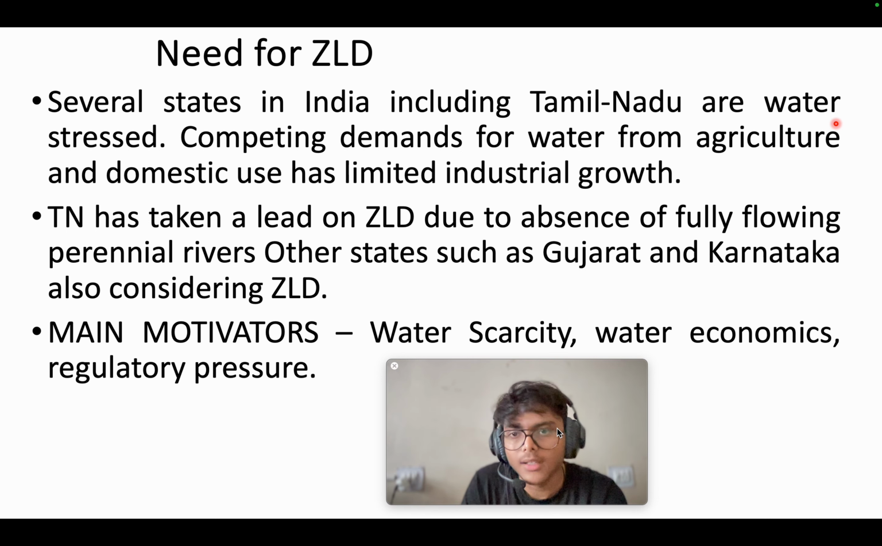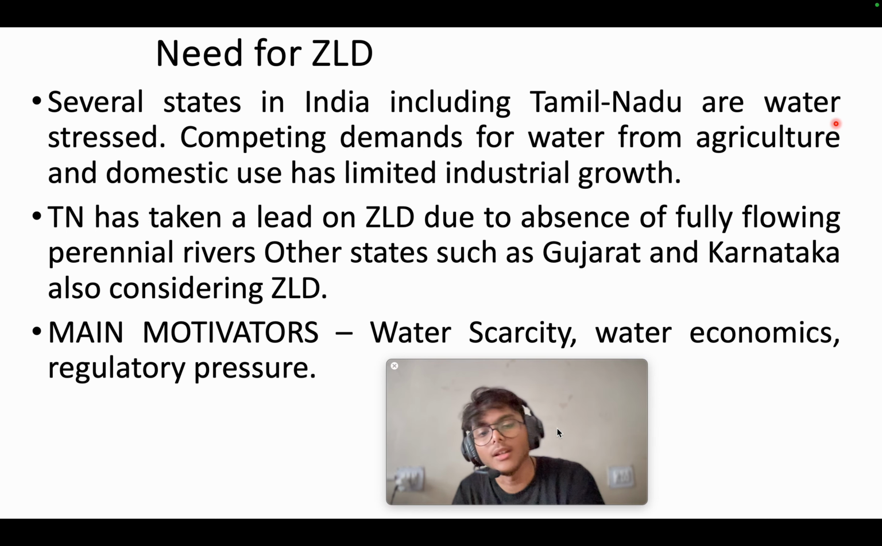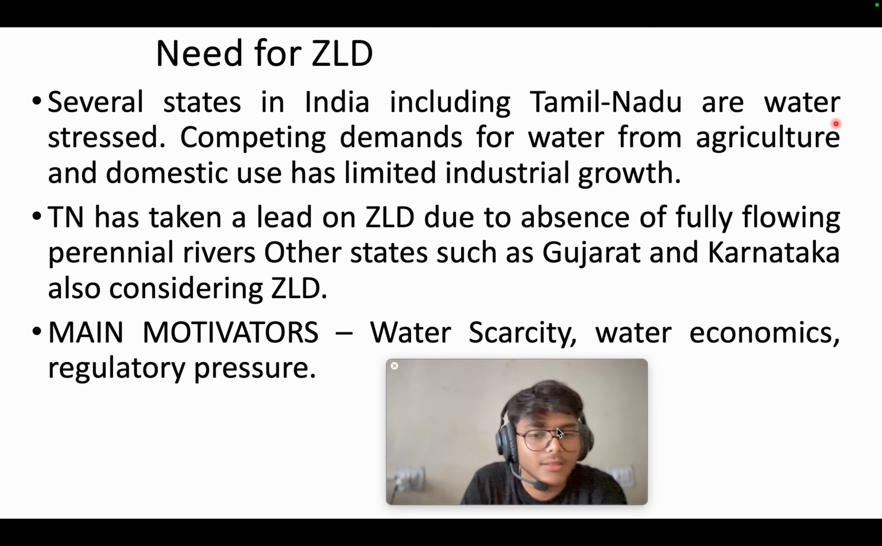Like in India, several states, including Tamil Nadu, are water stressed. You know how there is water scarcity during the summer season in Chennai, or in Tamil Nadu. So competing demands for water from agriculture and domestic use have limited the industry's growth. Now, the Tamil Nadu government has taken a lead on ZLD, that is zero liquid discharge, due to the absence of fully flowing perennial rivers. Other states such as Gujarat and Karnataka are also considering ZLD. You know the recent case of Karnataka, where there is more water scarcity.